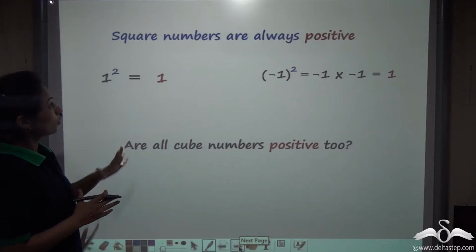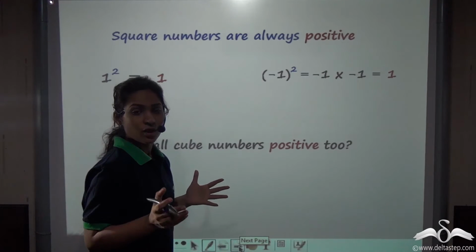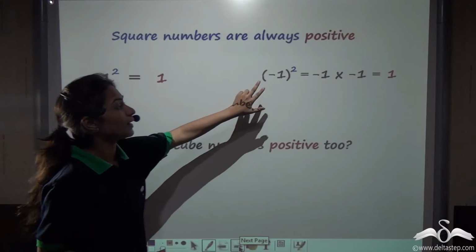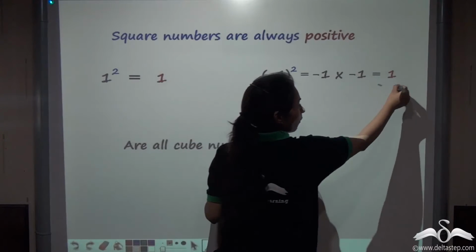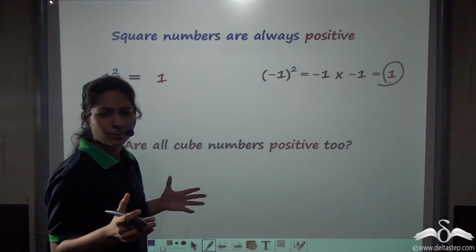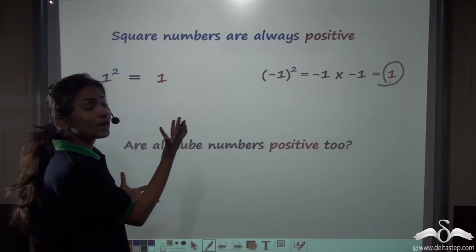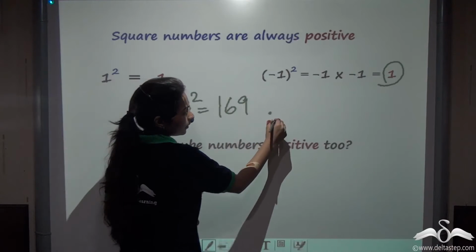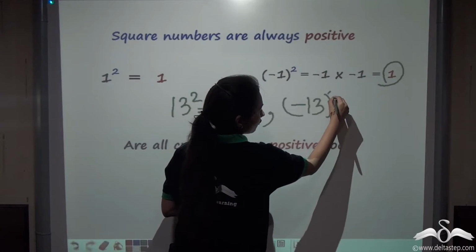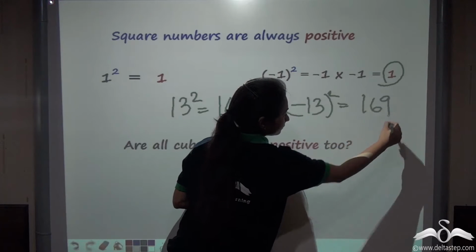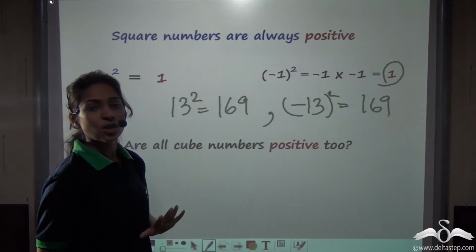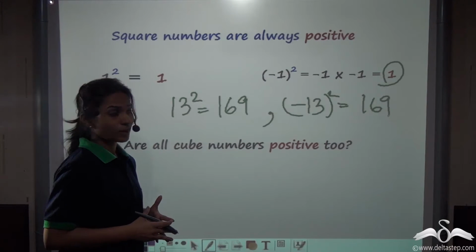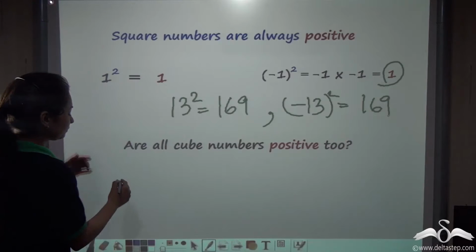Now, we know that square numbers are always positive. You multiply 1 into 1, you will get 1. You multiply minus 1 into minus 1. What do you get? 1. Take any other number, check out with any other number. Say 13. 13 square will give you 169. Similarly, minus 13 square will give you 169 again. So we know that square numbers are always positive. Is that same with cube numbers? Well, let's do these examples and see.